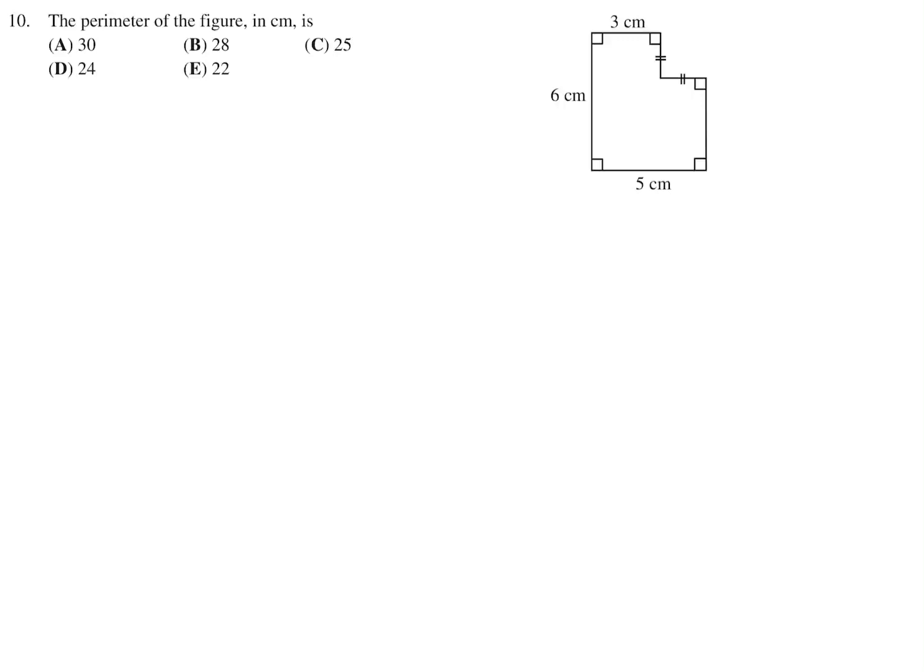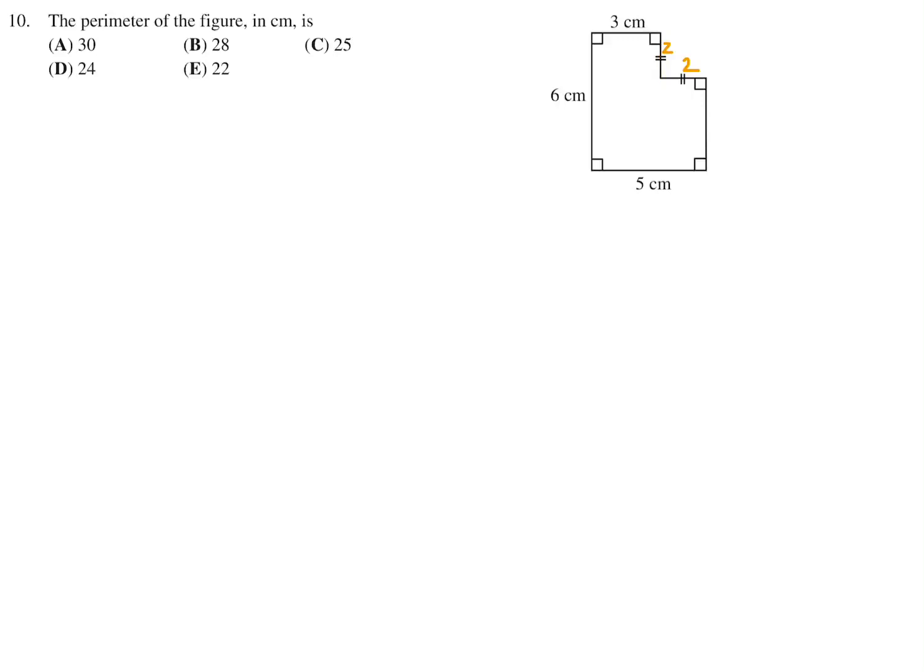The perimeter of the figure in centimeters is... So they have told you that from here to here is 3, correct? And from here to here is 5. So since these are all right angles, that means this distance is basically 5 minus 3. And 5 minus 3, of course, is 2. Now, these little symbols here mean that those two sides are the same. So that means this is also 2 from here to here.